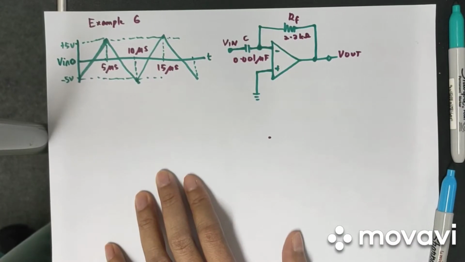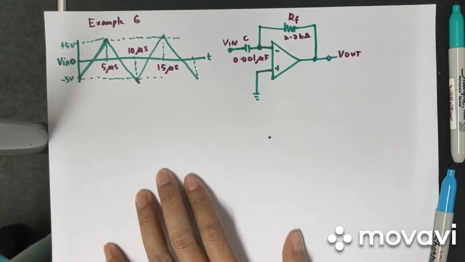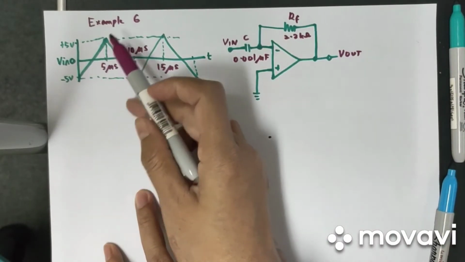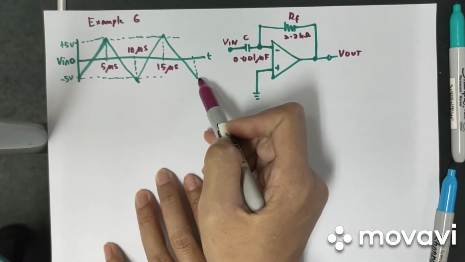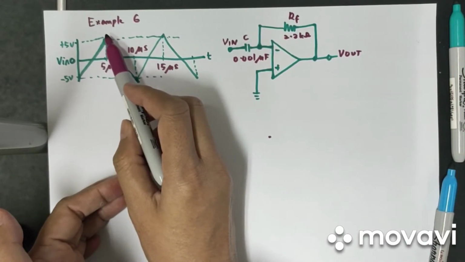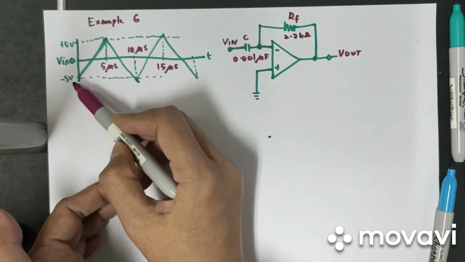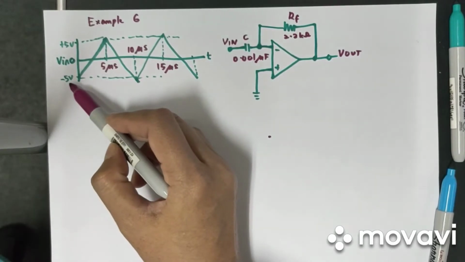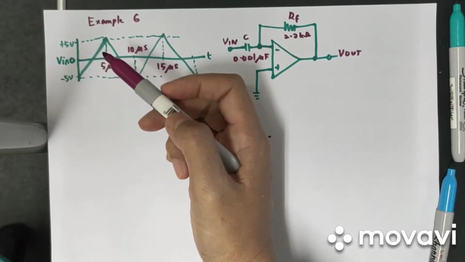Okay, so the question is asking us to find the output voltage, given the input triangular form. The higher peak is 5 volt and the lowest peak is negative 5 volts.